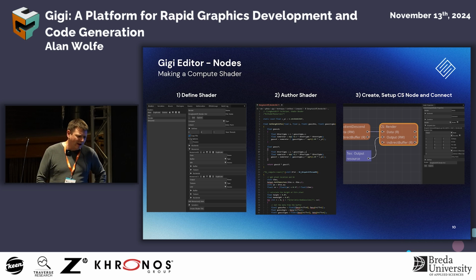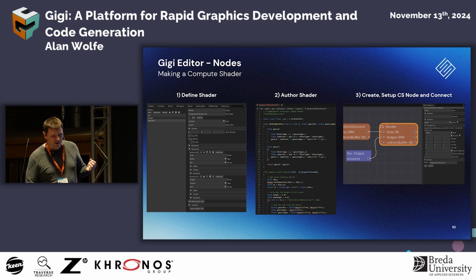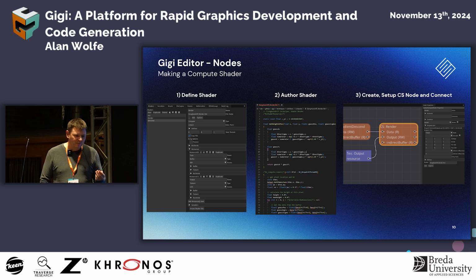So to walk you through how you would run a compute shader, there's basically just three steps. The first is that it needs some metadata about the shader. And so you enter the entry point, the type of the shader, the file name where it lives on disk. And you also declare the names of resources you're going to read and write, and which way you're going to access them.